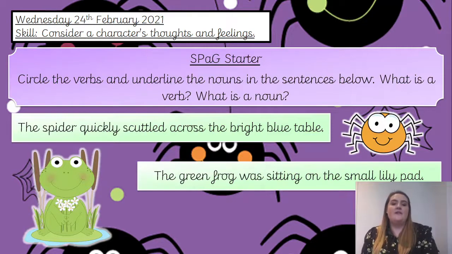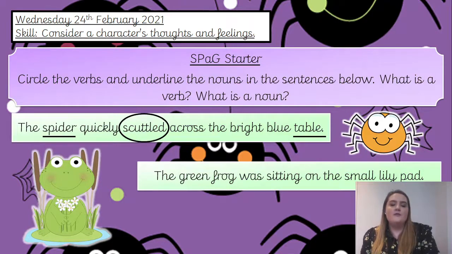Okay, let's have a look at this first sentence then. The spider quickly scuttled across the bright blue table. What was the verb in that sentence? Well done, scuttled. It's describing how the spider is moving. So that word is a doing word there for scuttling. And this one is past tense. We've got scuttled. Okay, what about the nouns then in this sentence? So the spider quickly scuttled across the bright blue table. What were the nouns? Well done, spider and table. Good.